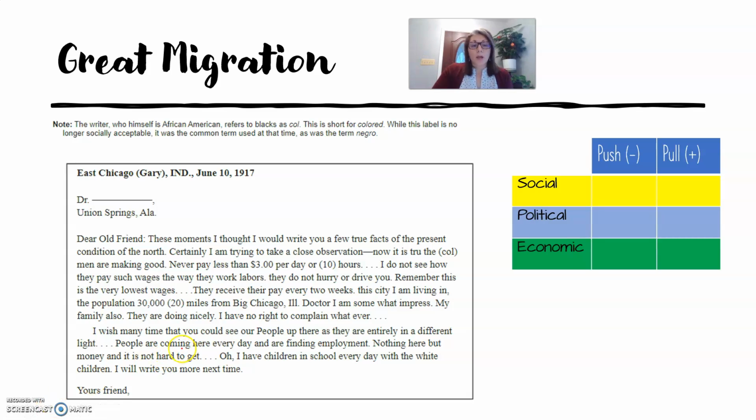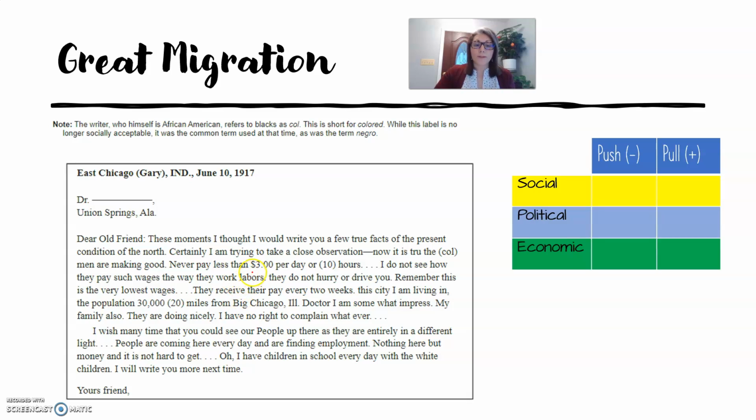So this next one talks about how in the North there are more job opportunities, as we're going to see. And there are not only more job opportunities, but there are more opportunities in general. So this writer, who is himself African American, refers to Blacks as colored. While this label is no longer socially acceptable, it was a common term used at the time. So I'm going to read through this, and again, we're trying to figure out if this would be an example of a push or pull factor, and if it represents a social, political, or economic factor.